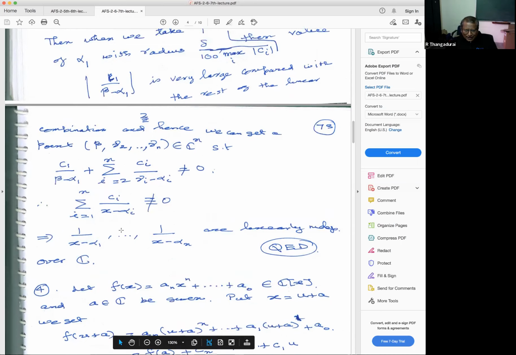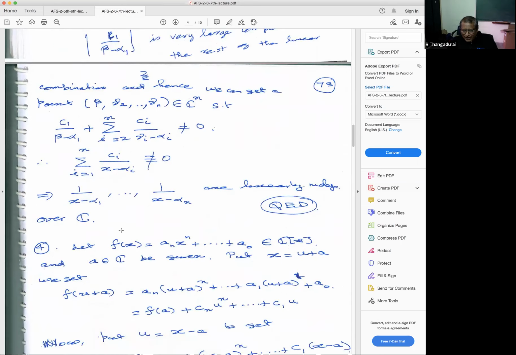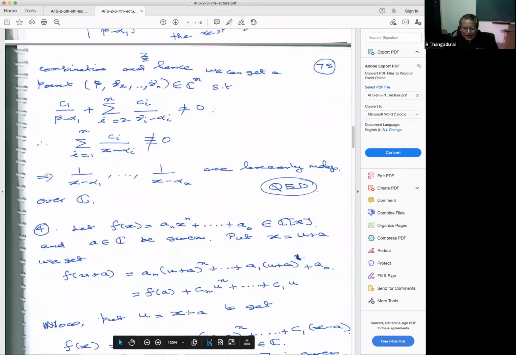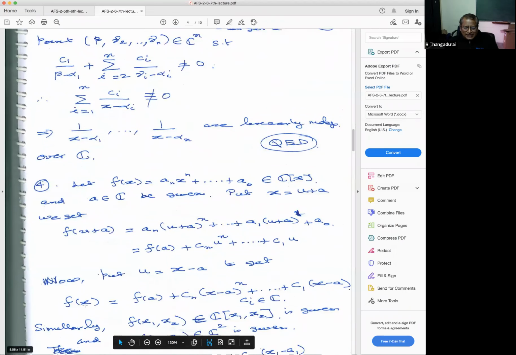What we get is f of a as the first term. When we put together a power n, a1, a plus a naught, that gives f of a, plus the rest of the u terms without constant terms. Now when we put back u equal to x minus a, we can write f of x as f of a plus some complex coefficients c n times x minus a whole power n, plus etcetera, c1 times x minus a, where the c i's are coefficients.